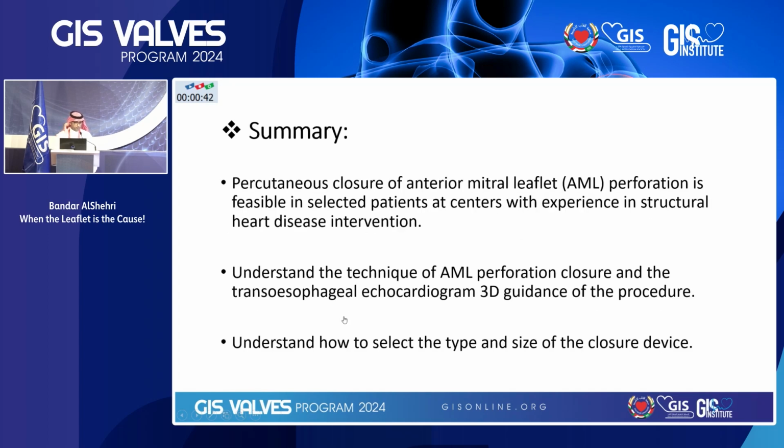So in conclusion, percutaneous closure of the anterior mitral leaflet perforation is feasible in selected patients at centers with experience in structural heart disease. You have to understand exactly what pathology you are treating. What is the shape of the defect? Is it oval? Is it circular? Is it eccentric? Because each defect has its unique closure device which you need to use. Also you have to know exactly the size of the disc, and how far it will be from the tip of the leaflet, because this can create a gradient.